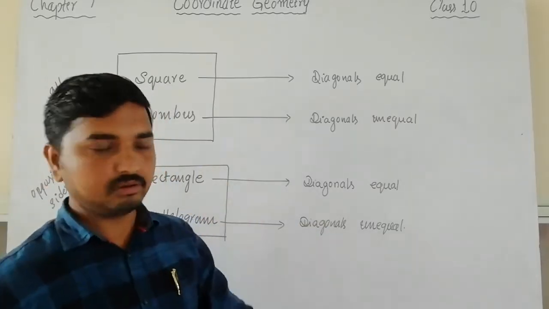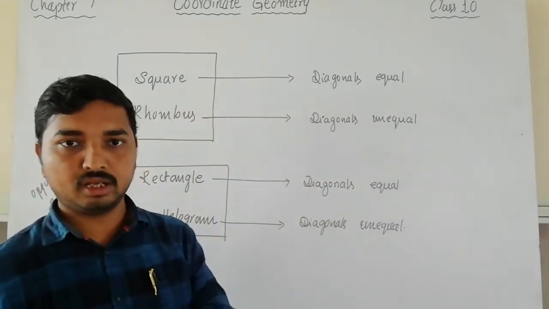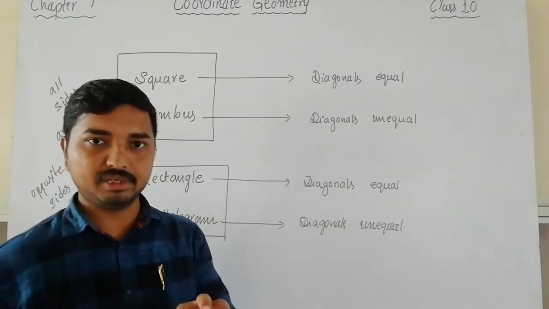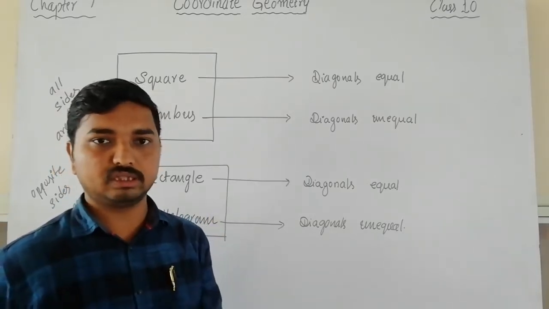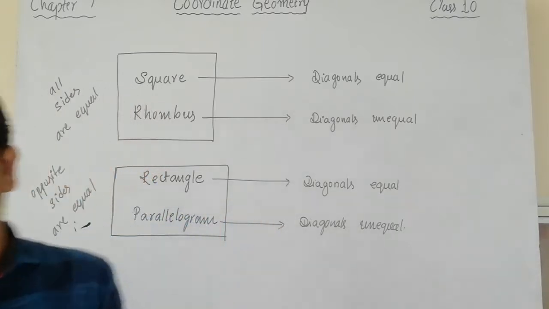In the problem section, I am going to verify all these things to decide whether the given figure is a square, rhombus, rectangle, or parallelogram. The table is given for you, and you have to write it in your notes first, and then go on to the problem section.